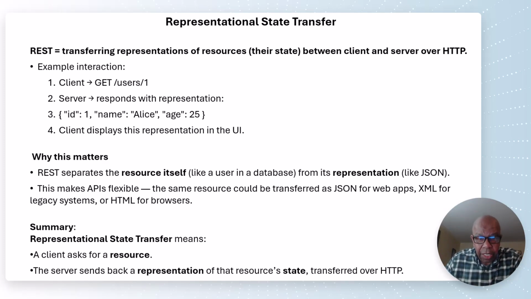Why does this matter? REST separates the resource itself, like the user in the database, which we just talked about, from its representation. We don't have to know what's happening in the back end. This makes the APIs flexible, can be used for transferring any type of information, whether that's JSON, XML, or HTML, because the API is really just a intermediary, basically a place that provides a service of getting information rather than being the integral part of the service itself.